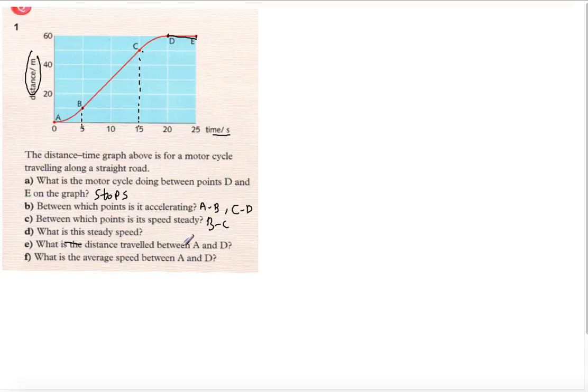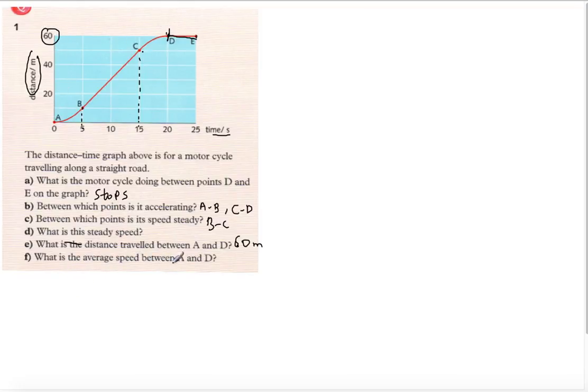What is the distance traveled between A and D? As you see, when it comes to D, the distance taken is 60 meters. There is no need for calculation, because at the beginning of the lesson we said this is a distance-time graph, and the distance graph shows how many meters it travels. When it comes to D, it shows 60 meters.